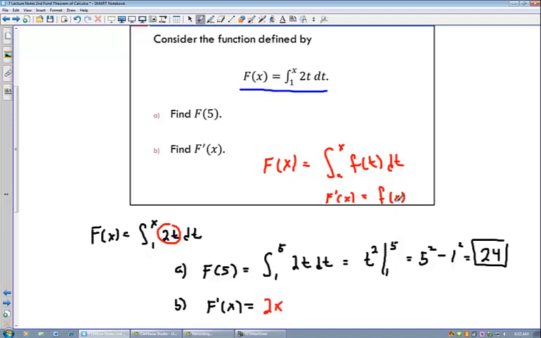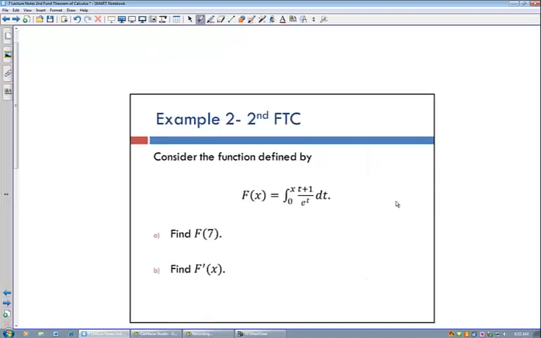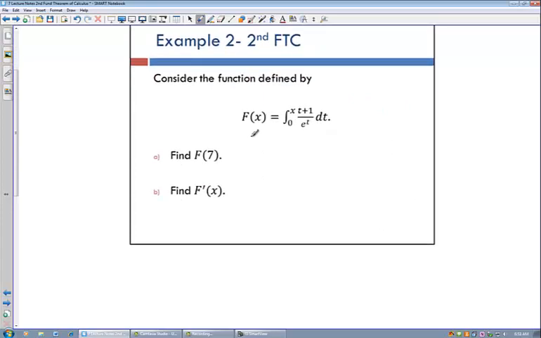Let's take a look at the next one. This next one's a little bit harder. I can't do this one by hand. And so on this one, you can see here's my new function, and I want to answer similar questions. So let's use black. I have this capital F of x. I'm creating this new function, and I'm going to make it the integral from 0 to x of (t plus 1) divided by e to the t dt.